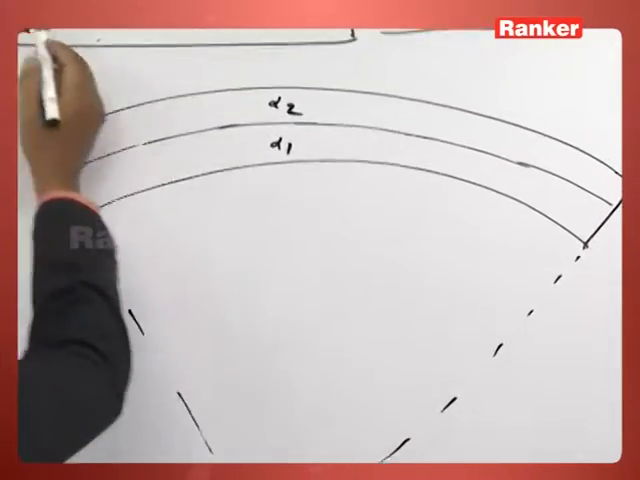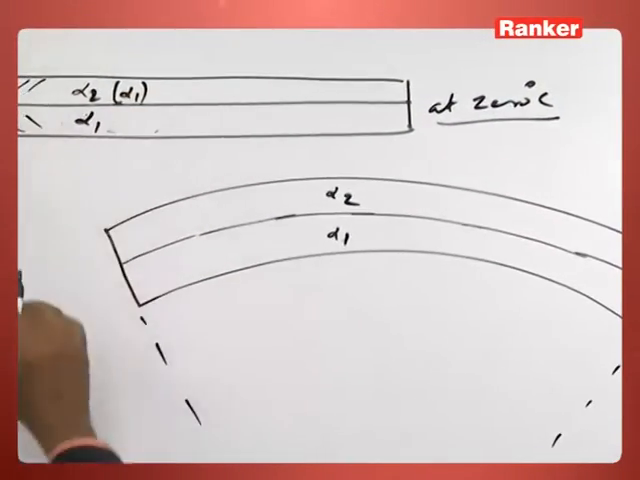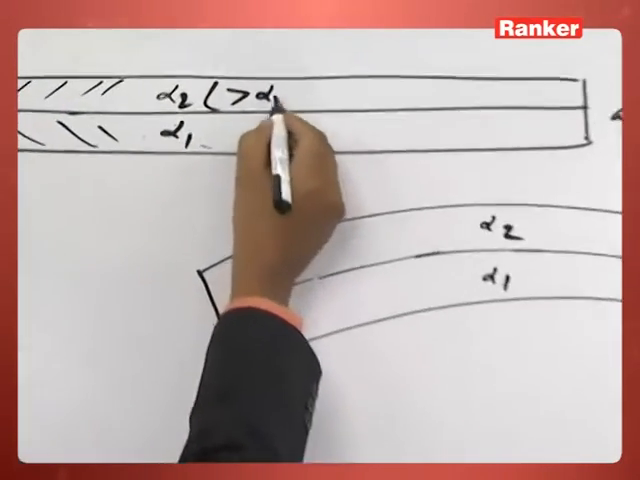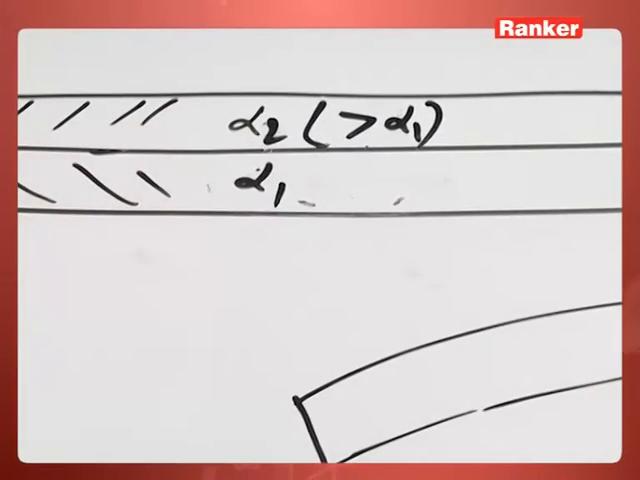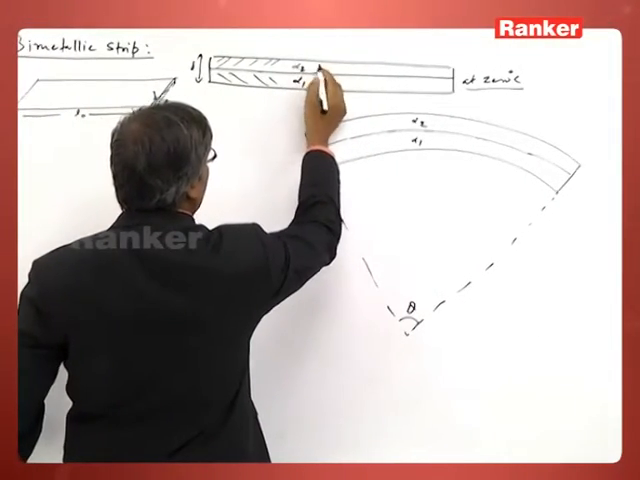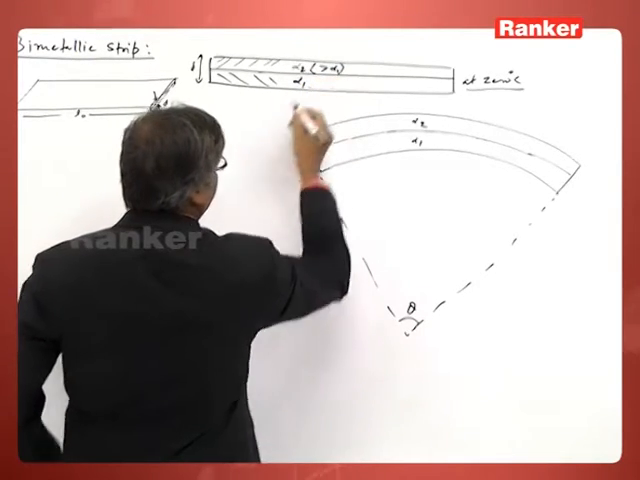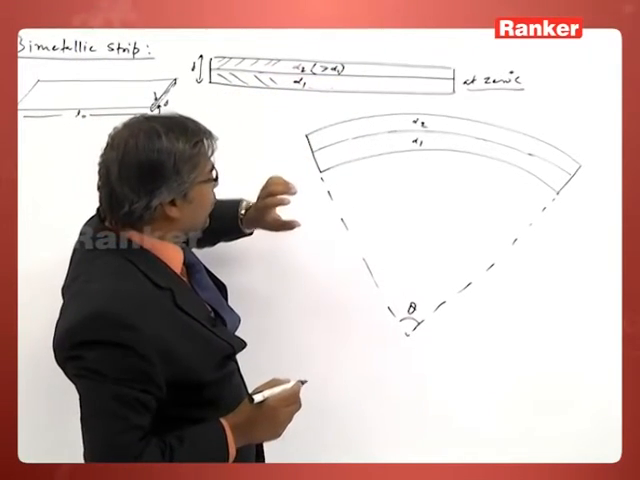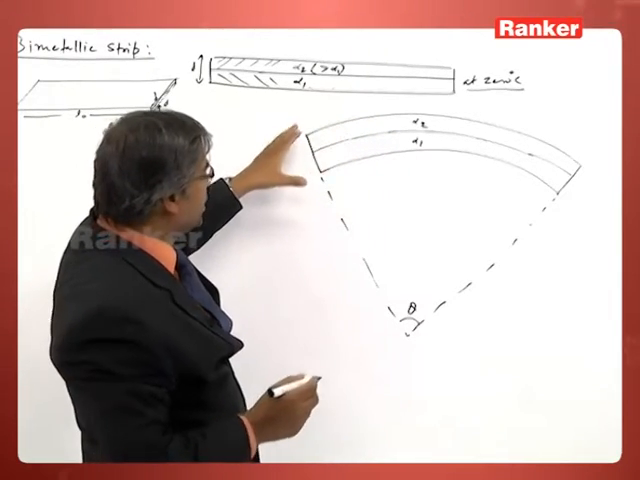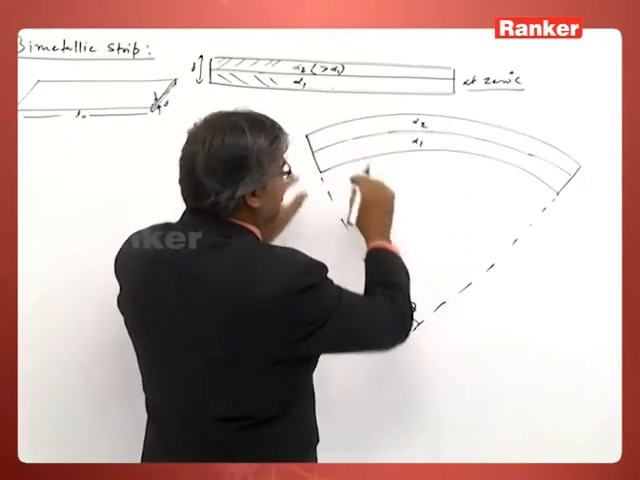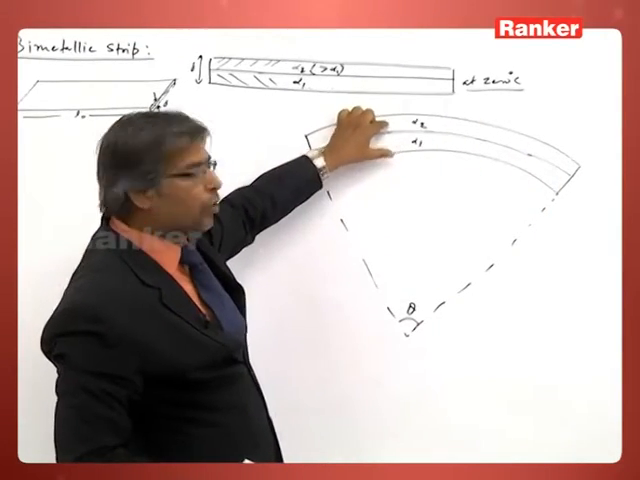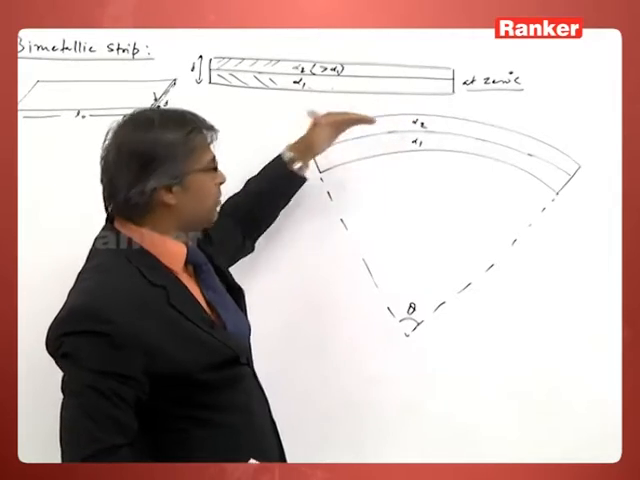Now you see here how this will bend, that is important. On the outer side, alpha 2 is greater than alpha 1. So, when the temperature rises, alpha 2 is going to expand more, so the strip will bend in this way. You can see this length becomes more than this because alpha 2 expands more. So, this becomes the outer one.